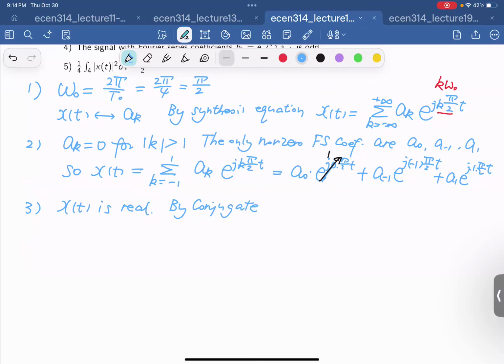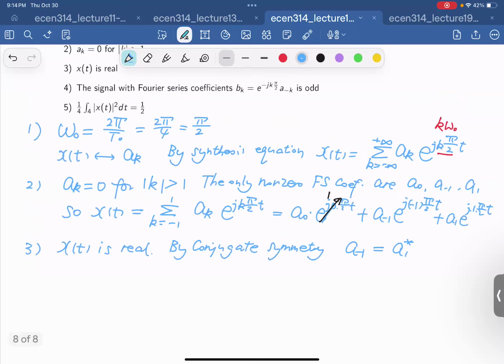We have one less unknown. That is, we know that a sub minus 1 is just the complex conjugate of a sub 1. So now we only have two unknowns, right? Basically a0 and a sub minus 1 or a sub 1, which are complex conjugates of each other. Wonderful. Now, the fourth clue is kind of weird.